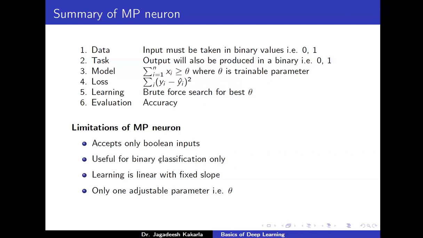Now one of the metrics is the accuracy. The accuracy can be computed as true positive plus true negative, divided by true positive plus false positive plus true negative plus false negative.